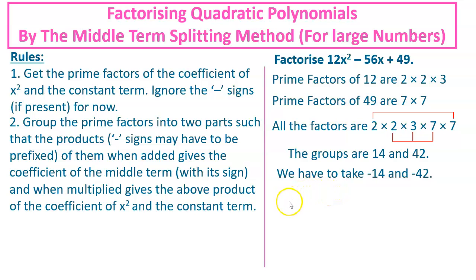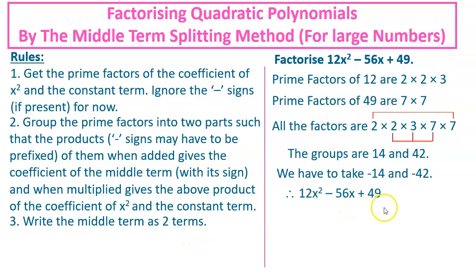Now rule number 3. Write the middle term as two terms. So the question is 12x square minus 56x plus 49. Now this single term, minus 56x, should be expressed as the summation of two terms. So it is 12x square minus 14x minus 42x plus 49. And it doesn't matter whether you write the 14 first and 42 next or 42 first and 14 next.